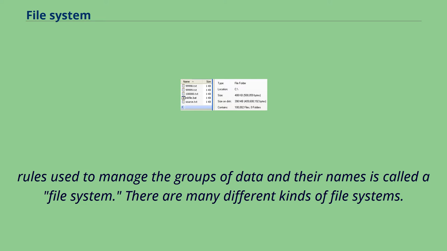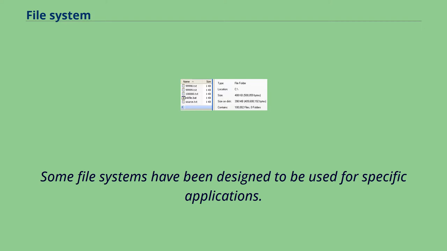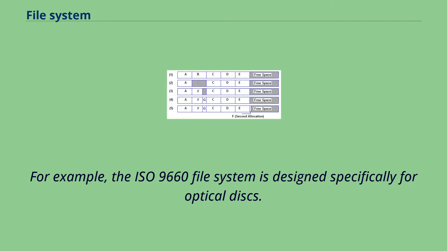There are many different kinds of file systems. Each one has different structure and logic, properties of speed, flexibility, security, size, and more. Some file systems have been designed to be used for specific applications. For example, the ISO 9660 file system is designed specifically for optical disks.